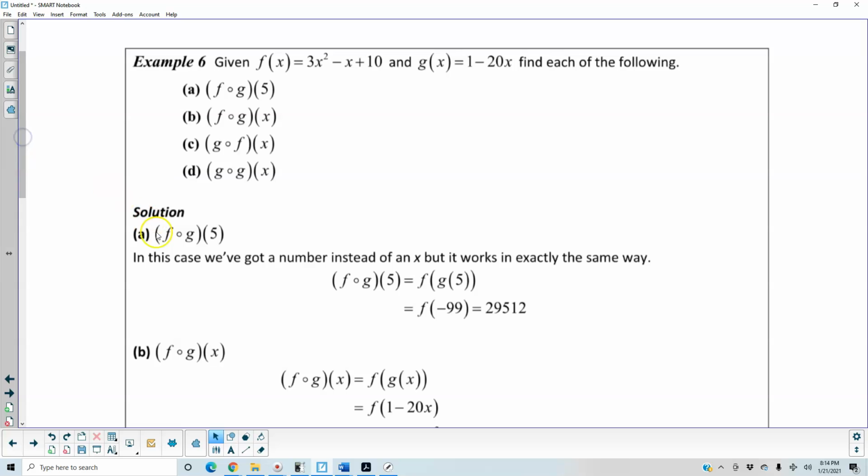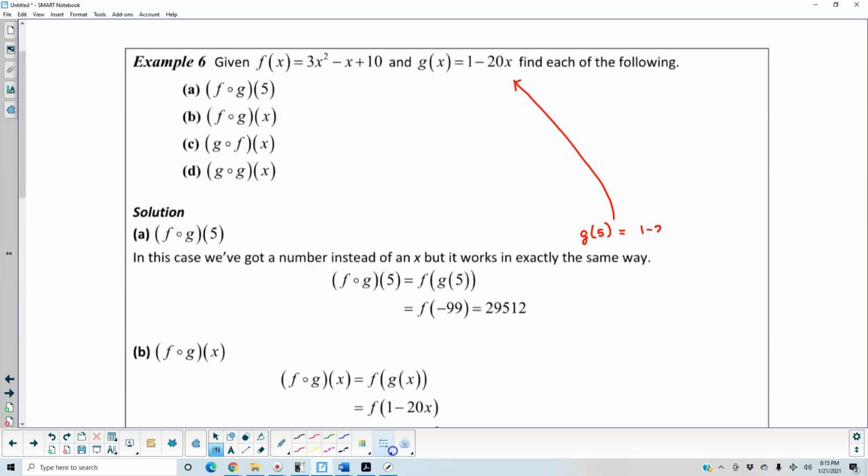So for the first one, f composite g of 5, we're going to first write the definition. In this case, we've got a number instead of an x as an input, but it works in exactly the same way. So f composite g of 5 is equal to f of g of 5. We first need to find what g of 5 is. So g of 5 is plugging in 5 into the function for g.